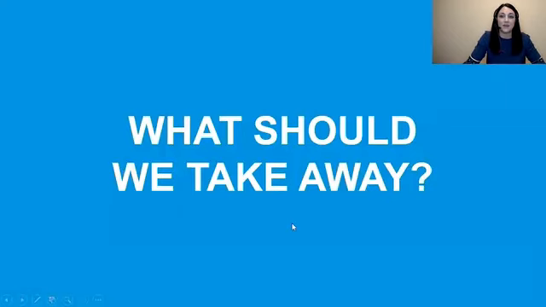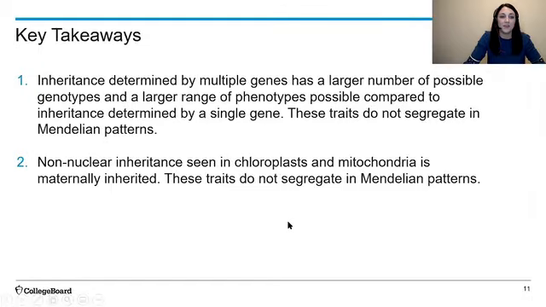All right, so what should we take away? Our key takeaways from this video are that inheritance determined by multiple genes has a large number of possible genotypes, and a larger range of phenotypes possible compared to the inheritance determined by a single gene. And these traits do not segregate in Mendelian patterns. Non-nuclear inheritance can be seen in chloroplast and mitochondria, and it is maternally inherited. And these traits also do not segregate in Mendelian patterns.